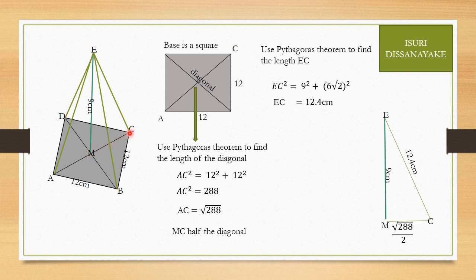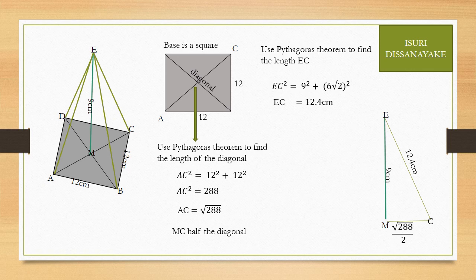I repeat: as the first step, I found the length of the diagonal, and MC is half the length of the diagonal. EM is the perpendicular height, and you're asked to find the length EC, such that EMC is a right angle triangle. I drew it separately, used Pythagoras theorem, and found the length EC as 12.4 centimeters.